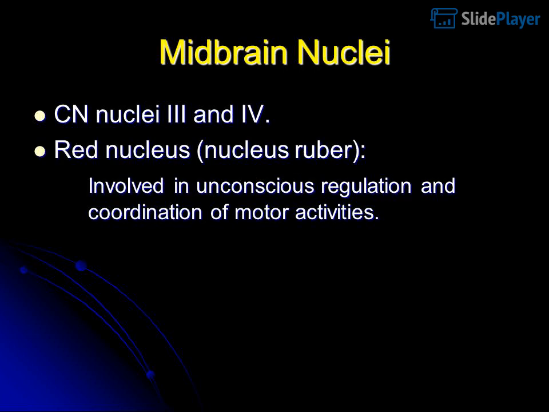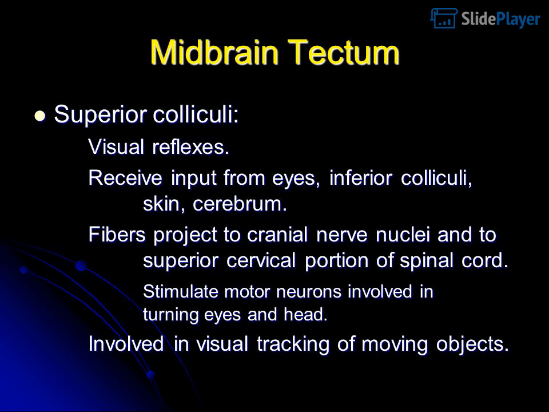Midbrain nuclei: CN nuclei 3 and 4. Red nucleus, involved in unconscious regulation and coordination of motor activities. Midbrain tectum: superior colliculi, visual reflexes. Receive input from eyes, inferior colliculi, skin, cerebrum. Fibers project to cranial nerve nuclei and into superior cervical portion of spinal cord. Stimulate motor neurons involved in turning eyes and head. Involved in visual tracking of moving objects.